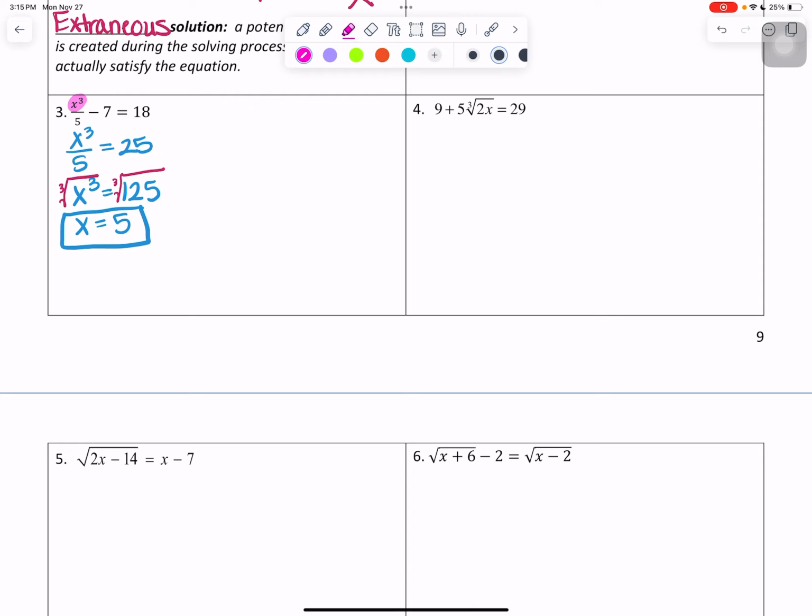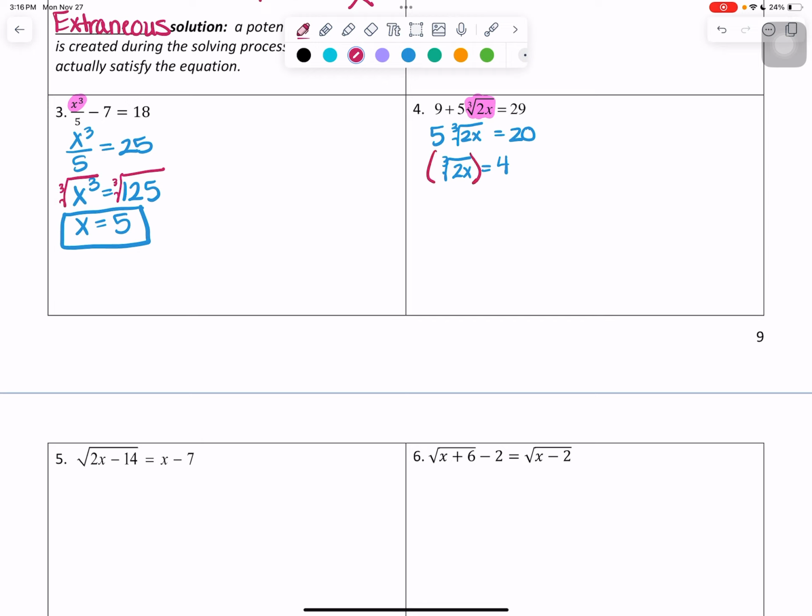So in this one, this is my root right here. That's what I need to get by itself. So I need to add or subtract first. So I'm going to move the 9 over. It's a positive 9, so I'm going to subtract it. So I get 5 times the third root of 2x equals 20. Now it's 5 times my radical, so I need to divide by the 5. So I have the third root of 2x equals 20 divided by 5, which is 4. And now I have the radical by itself.